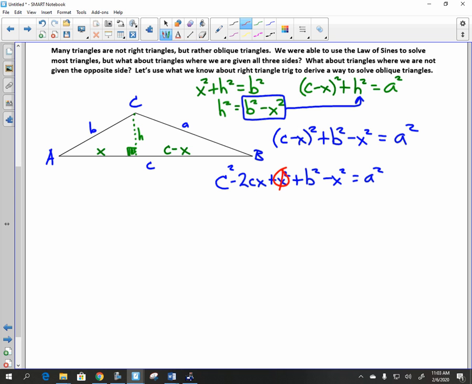Wasn't that nice? In fact, you've got a really, really nice formula left over. I know it looks messy. We've got a lot of stuff up there, but just look at what you have. You've got an a squared, a b squared, a c squared. That really looks like the Pythagorean theorem for the most part, doesn't it? But then we've got this adjustment, this little adjustment here, this minus 2cx, whatever the heck that means.